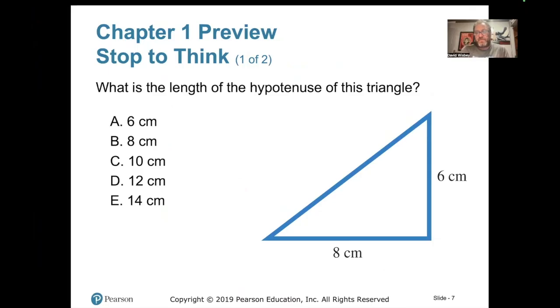What is the length of the hypotenuse of this triangle? Okay, well, we don't know what the angle is, so we can use the Pythagorean theorem for this one. So let's just go do it really quickly. All right, so I'm gonna draw.